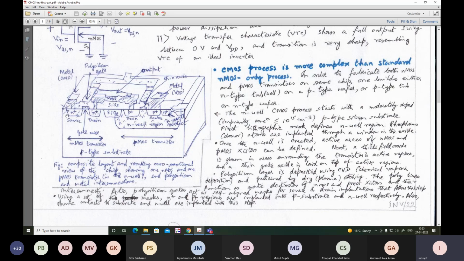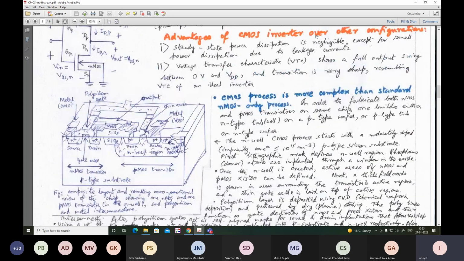So this contact for the N-channel transistor is also laid. This and the source of the NMOS transistor should be connected to ground. This is about the process complexity. This is the price to be paid in order to get this advantage. The advantages of the CMOS inverter are prominent, these two advantages. So in order to realize this, the first price to pay is process complexity.